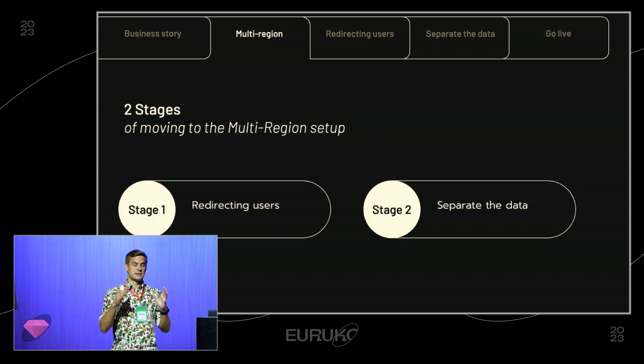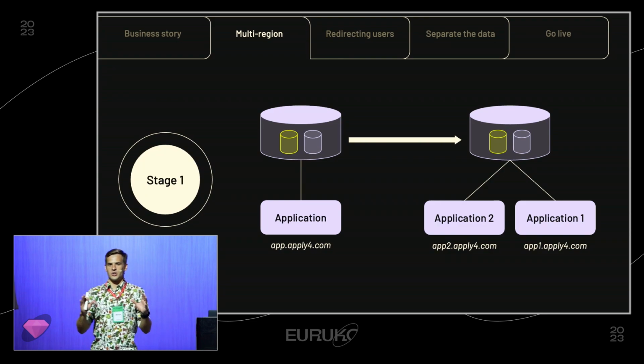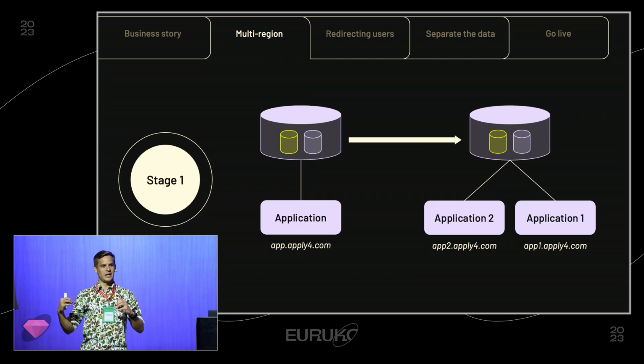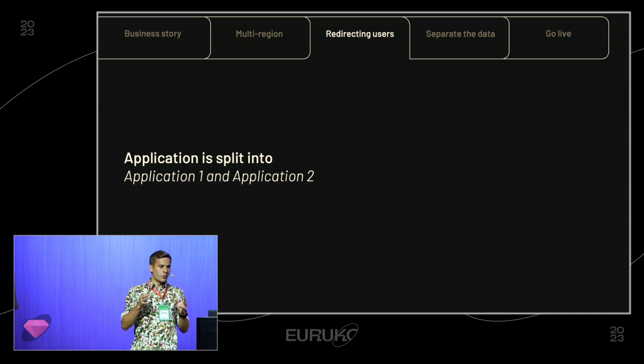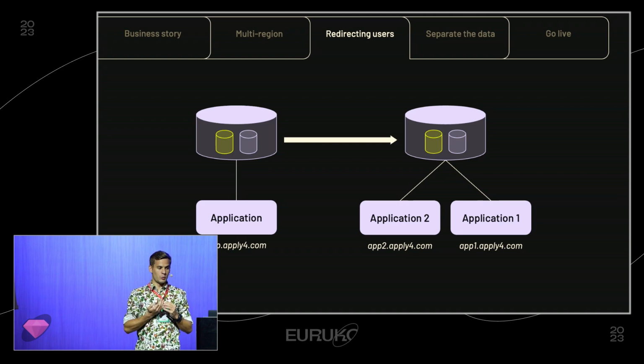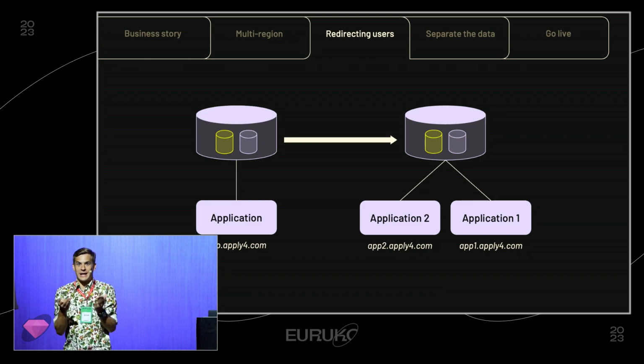And that's what we did. We decided to split it up in two stages. The first one, redirecting users, and then splitting the data. In redirecting users, the aim is to not touch the data at the first stage. So we start with one system, with one, let's say, app URL, and we move to a situation where we have two separate containers, two separate URLs, but the data has not changed. We haven't done anything to the data part. The important thing is that we end up in a situation where users can start using the app 1 and app 2 domains, but without any risk. Their data will still be where it was.